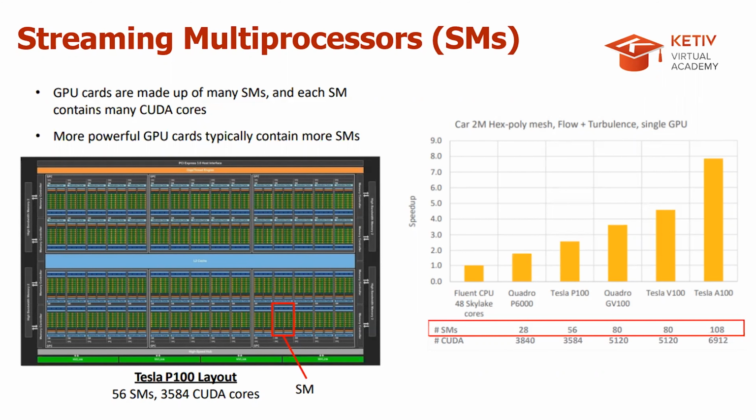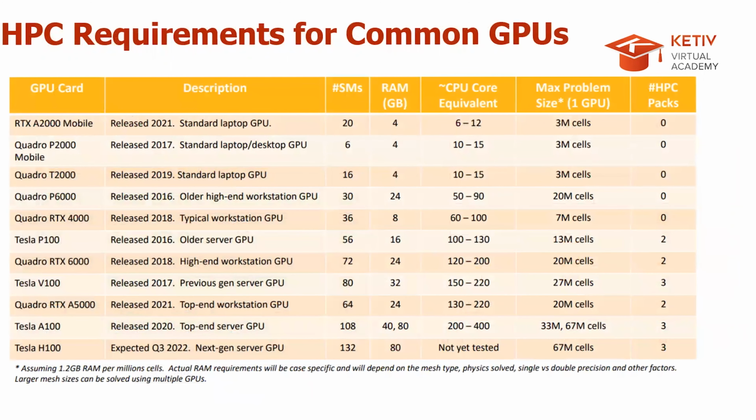Okay, so if we are talking about the kind of GPU that you may have or that you may want to invest in, you would want to look at the type of problem that you're trying to solve. So this table highlights some common GPUs that are available in the commercial space today. And these range from being installed on standard laptops to high-end workstations or being a next-gen server GPU.